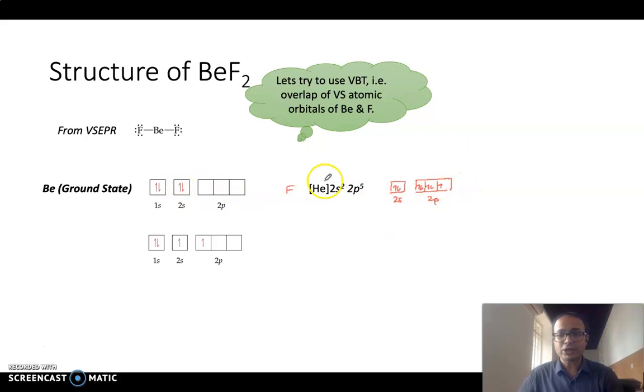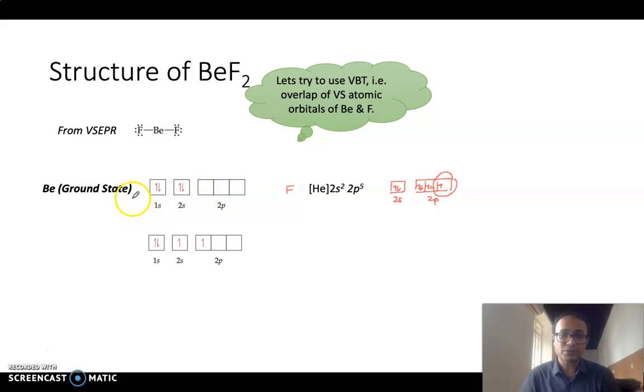I told you the overlap between atomic orbitals is possible only if they are singly occupied. If you look at the fluorine atom, one of the 2p orbitals is singly filled. There are two fluorine atoms, so each fluorine atom will use a 2p orbital to overlap. Now beryllium should also contain singly filled electrons in order to participate in bond formation. But its configuration is 1s2, 2s2, so it is completely filled. There is no unpaired electron to form any bond.